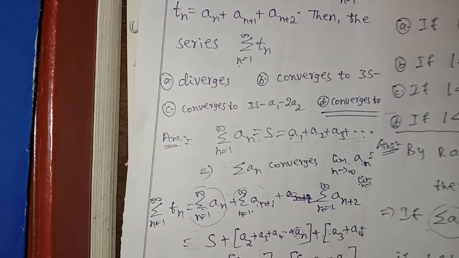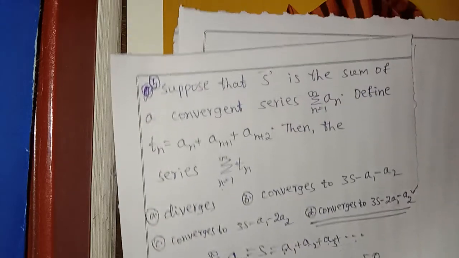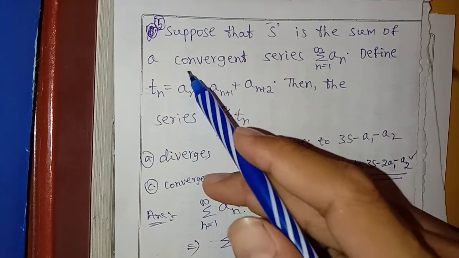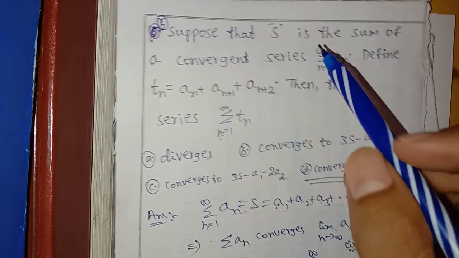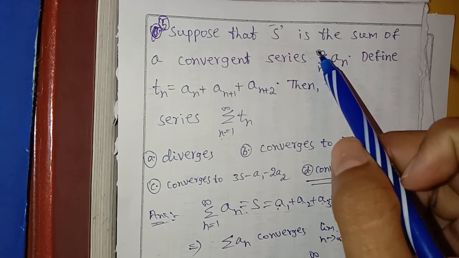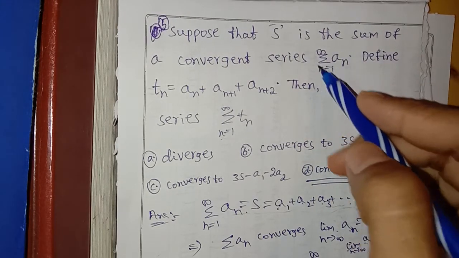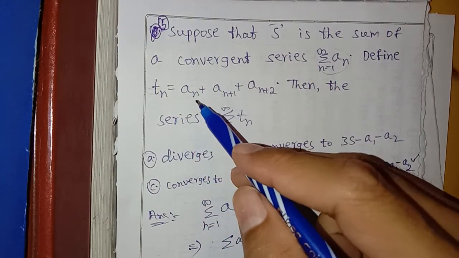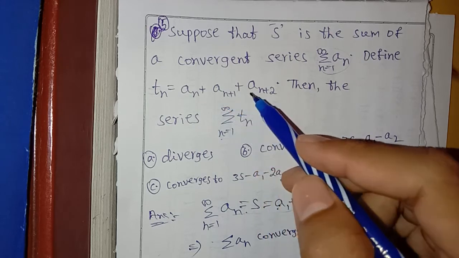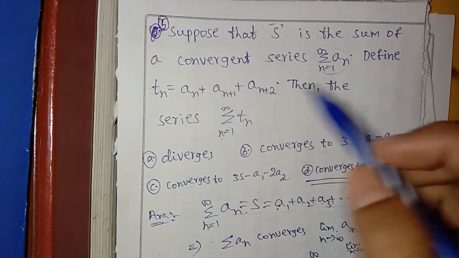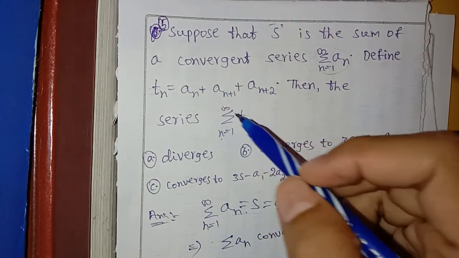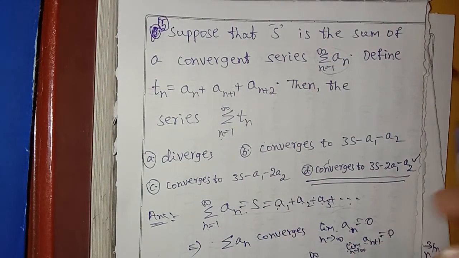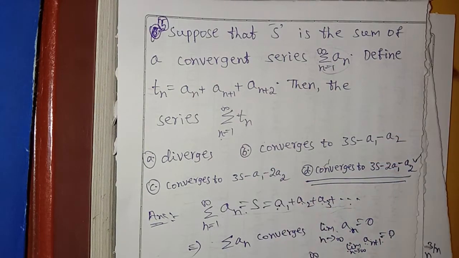Now, fifth problem is, suppose that S is the sum of a convergent series, n is equal to 1 to infinity an. This sum is S. Define Tn is equal to an plus 1 plus an plus 2. Then the series n is equal to 1 to infinity Tn. 4 choices are given. We have to check which is correct.